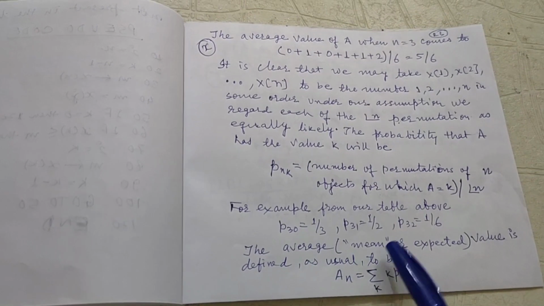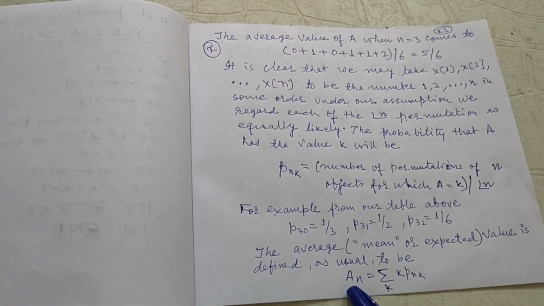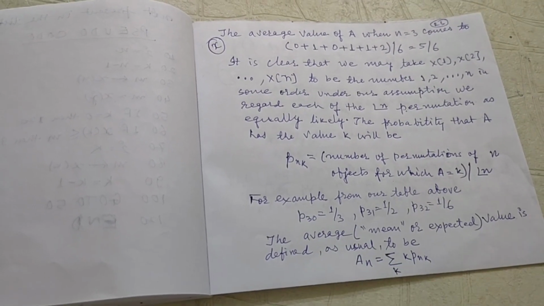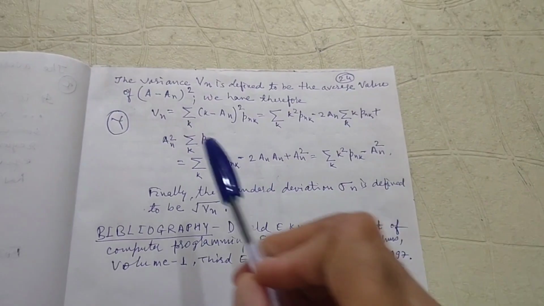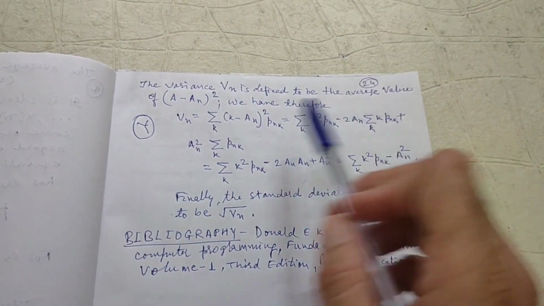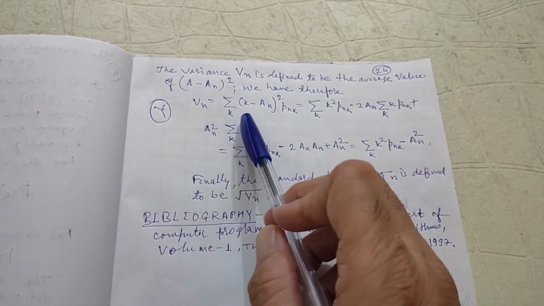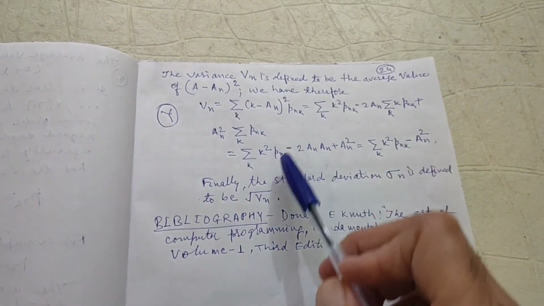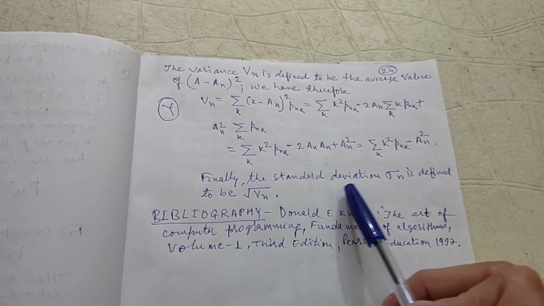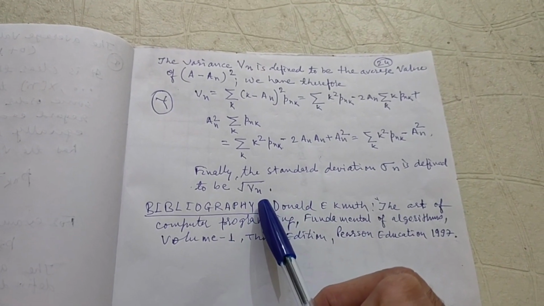The average, mean or expected value is defined as An equal to sigma k, k Pnk. You can calculate like this. The variance Vn is defined to be the average value of a minus An squared. We have therefore Vn equal to this. I have expanded this and ultimately I got this. Finally, the standard deviation is defined to be the square root of Vn.